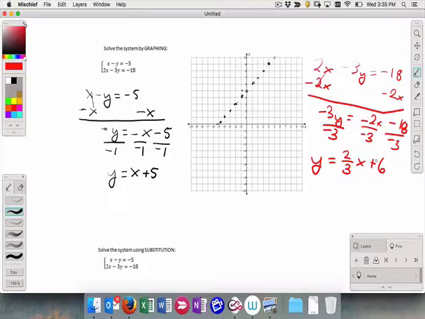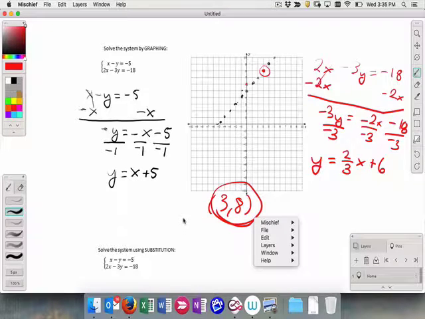So now, easy enough to graph, right? We start at 6 on the y-axis, and then we go up 2 over 3. Oh, I found my solution. Isn't that cool? The common solution was easy enough to find. It's right here. And so the solution that we're looking for is 3, 8. That is the solution.